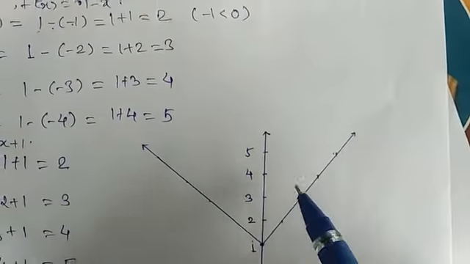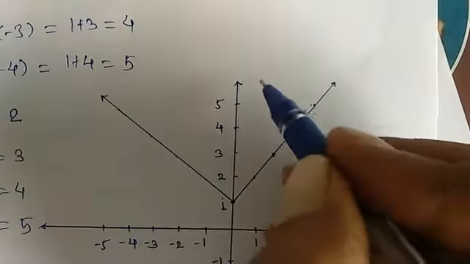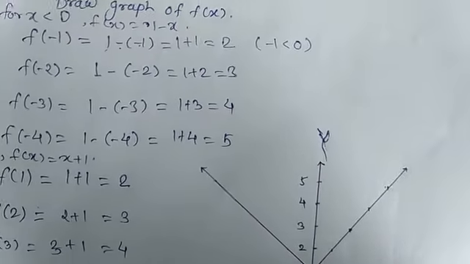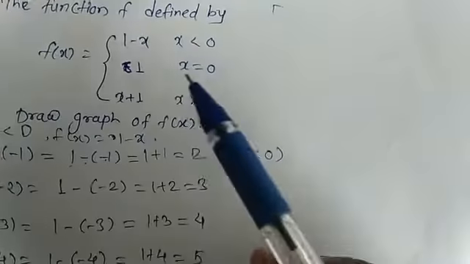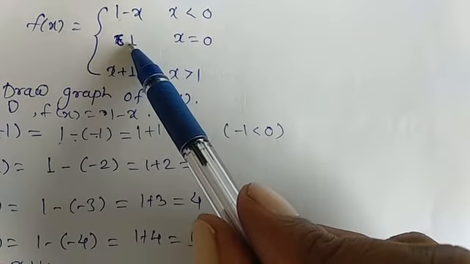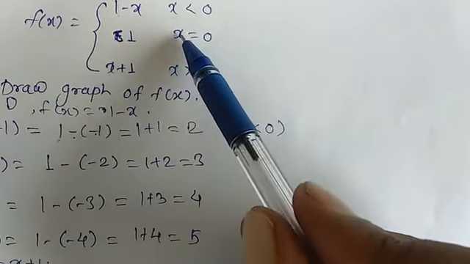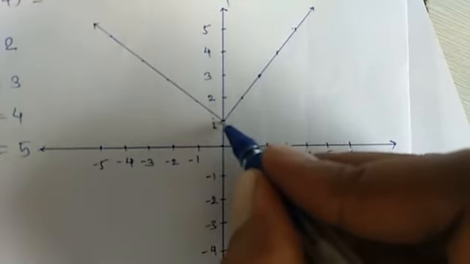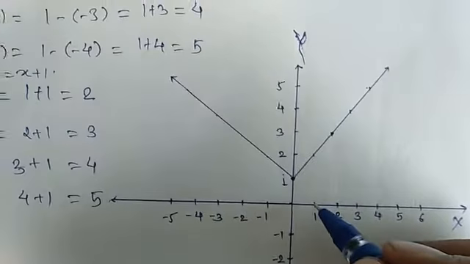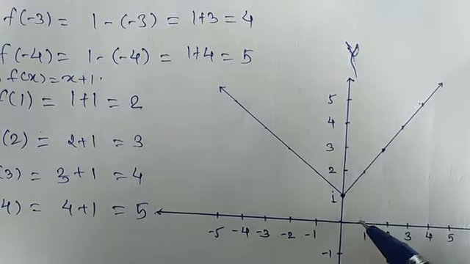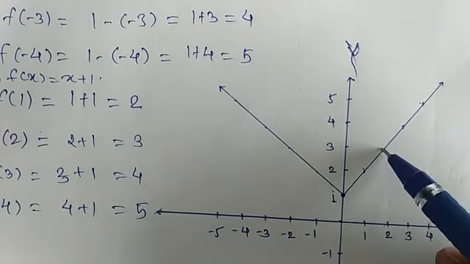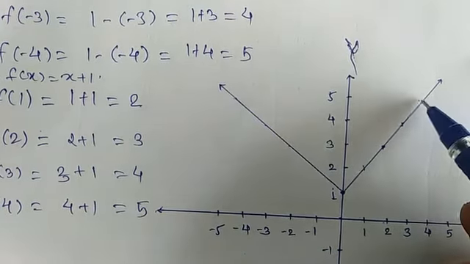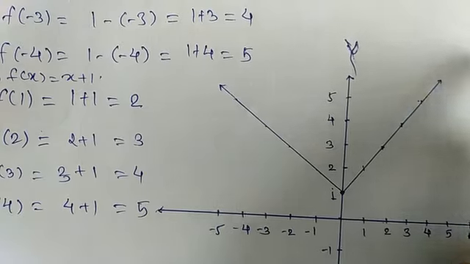Now when we are plotting the graph, you have to check what the values of the function f of x are. Here we have been given f of x is equal to 1 for x is equal to 0, so for 0 it will be 1. Now for positive values, for 1 it is 2, for 2 it is 3, for 3 it is 4, for 4 it is 5, and for 5 it will be 6, and so on.